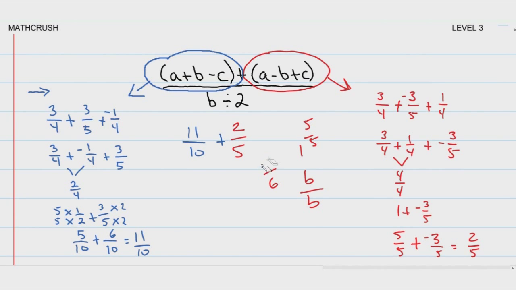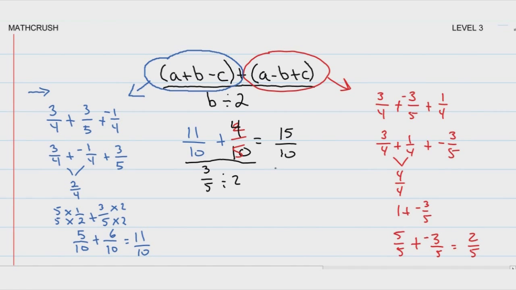Let me erase this little piece right here. On the bottom, we have b, which equals 3/5 divided by 2. First off, let's take care of the top fractions. We have a common denominator of 10. So you have to ask yourself, how did I change 5 to 10? Well, I multiplied it by 2, which means I have to multiply the 2 by 2, which I get 4. If you bring that together, 11/10 plus 4/10 equals 15/10. Now down here, I have 3/5 divided by 2/1.